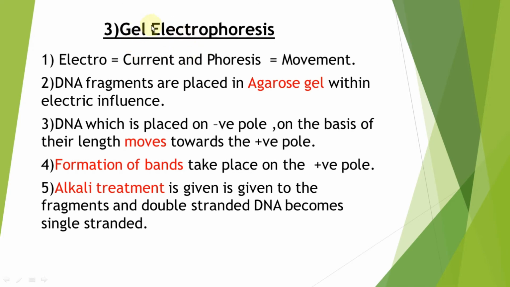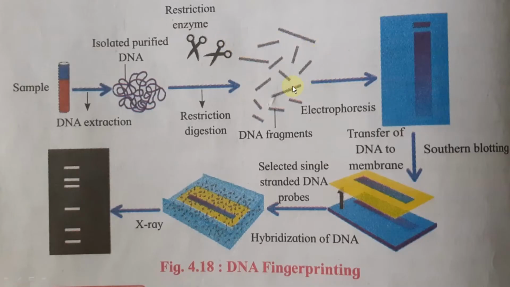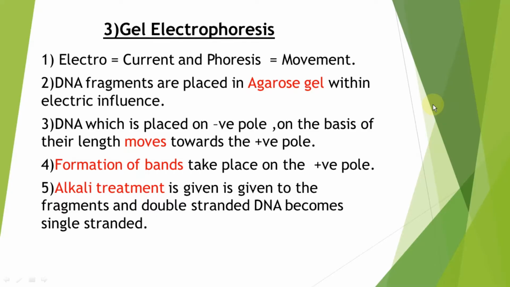So in gel electrophoresis, DNA fragments are arranged on the negative pole and electric current is passed through the agarose gel. As soon as the current is on, negatively charged DNA will move on the basis of their length. In the well-like structure, the DNA fragments get collected and give the appearance of bands. Then alkali treatment is given so that double stranded DNA becomes single stranded.